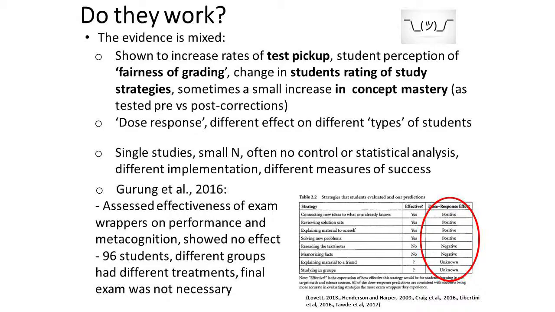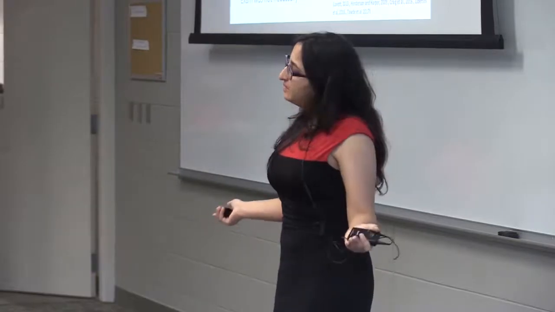So they had 96 students. They had different groups which had different treatments. So it was a different student body that was getting either the control or the assessment correction. Also, I think one other caveat to that study is that in their specific courses, the final exam was not even necessary. So you could just drop that exam. So that takes away a lot of the incentive from students to keep going and keep learning. So do they work? They kind of work sometimes.